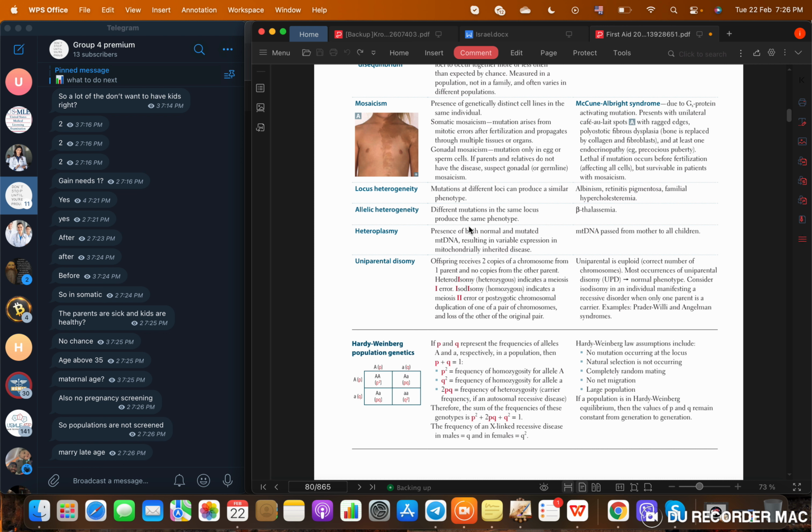In this category of patient, you will not tell them not to get pregnant. Of course not. They can. But you will request from them to have more screening during pregnancy. Okay?